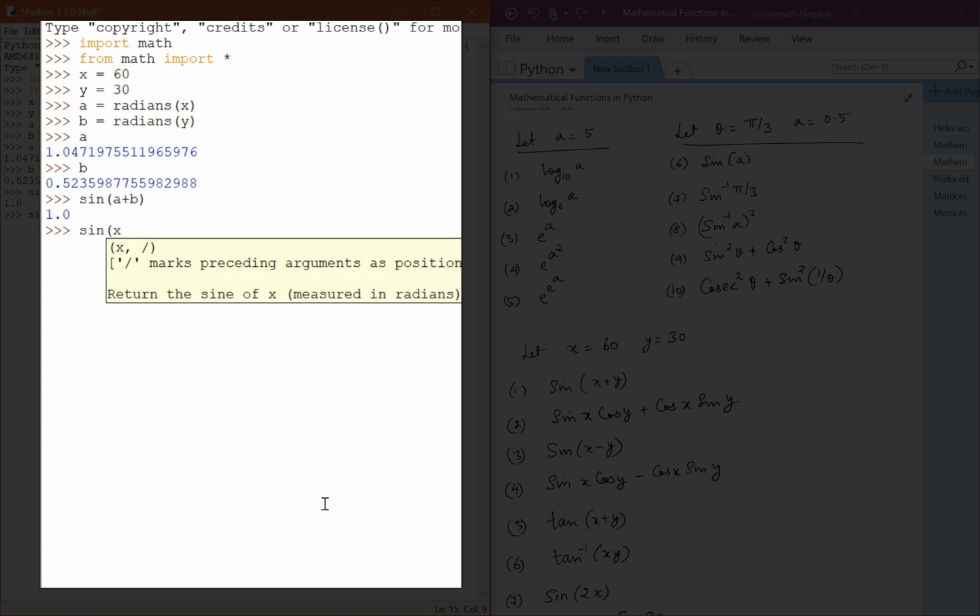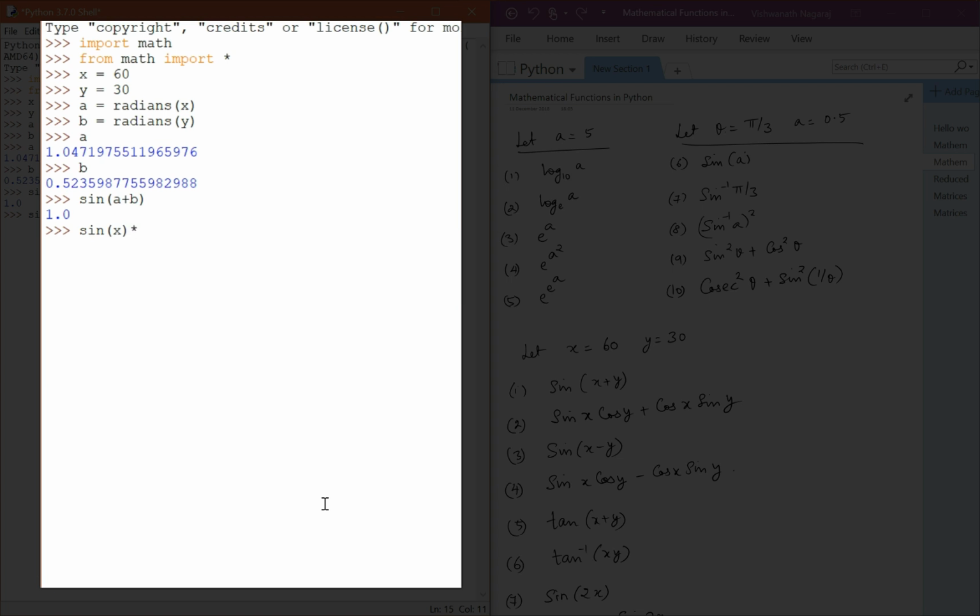Okay, sine x cos y. Sine x, we have to specifically say multiplied by cos y plus cos x times sine y. Again I made the mistake. Instead of giving x and y, I should have given a and b. Yes. Okay, sine a cos b minus cos a sine b is 0.499.